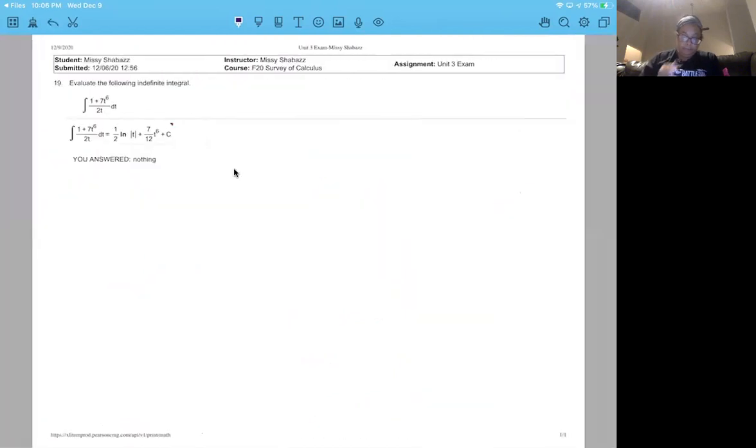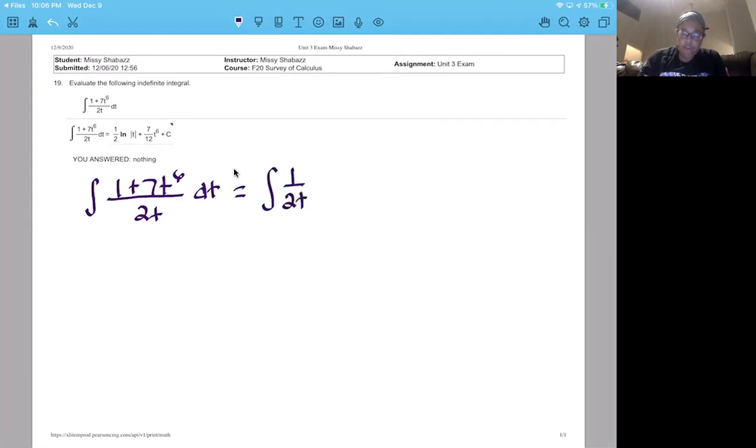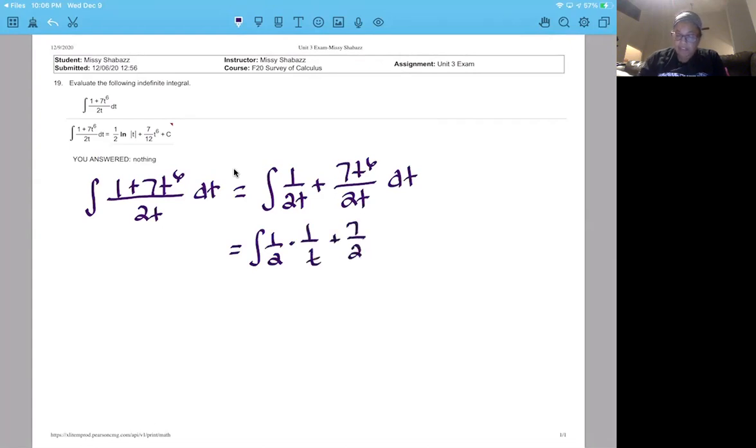All right, next question. I have the integral of (1 plus 7t^6) over 2t. The key on this one is to separate it into two fractions: 1 over 2t plus 7t^6 over 2t. So 1/2 times 1 over t plus 7/2 times t^5.